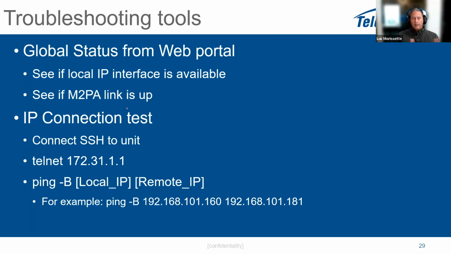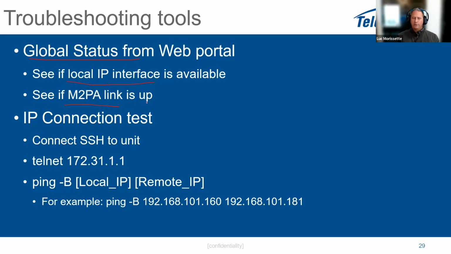So right now you saw my system is all up, but what happens if it's not completely up? Then you need to have troubleshooting time to figure out what is wrong with the system. So I would start with first checking the global status. You saw it's very easy. You can see if your local interfaces are up, if the M2PA link is up, or if even the upper layers are up. So you can have a good view of this.